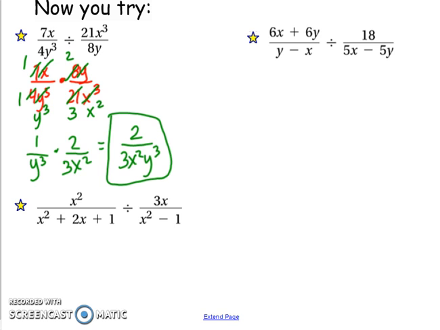We have to take all of our denominators. So we're going to take the 4y cubed and set that to 0. So y cannot equal 0. We're going to take the 8y. Again, that's going to be y is not equal to 0, so we don't need to write that twice. And then we have to take the 21x cubed. So that's going to end up being x cannot equal 0.